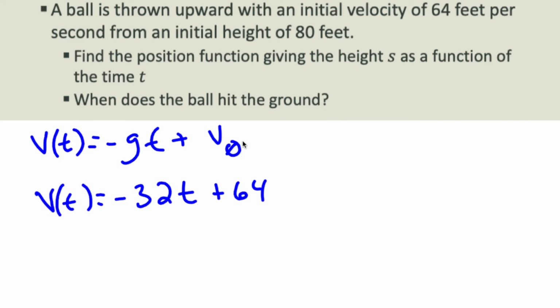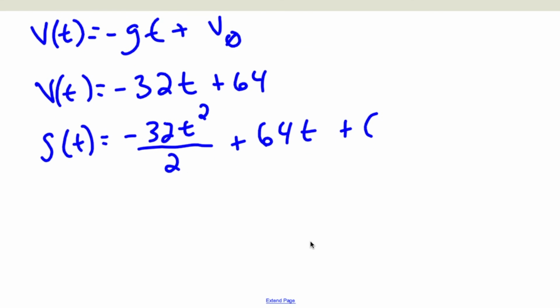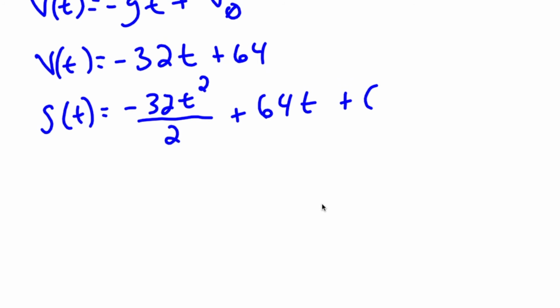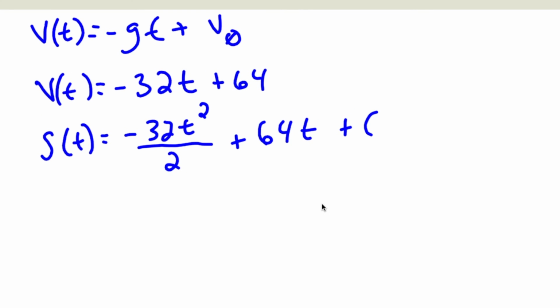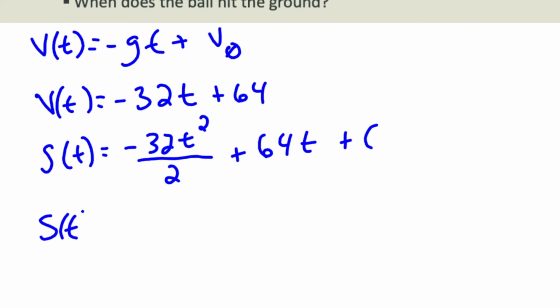So to find the position function, we're going to take the integral of both sides. So the integral of negative 32t is negative 32t squared. Add 1 to the exponent and then divide by that number, plus 64t plus our constant c. Now, the constant here, specifically for this problem, is your initial height, which we know here is 80. So S of t is equal to negative 32 divided by 2 is 16, t squared plus 64t plus the initial height, which was 80 for this problem.